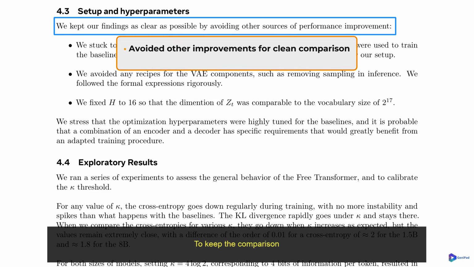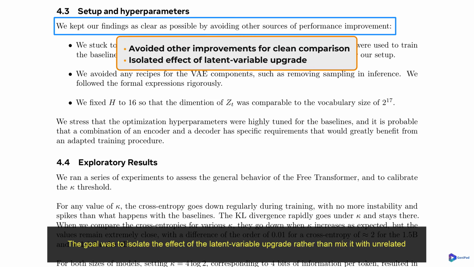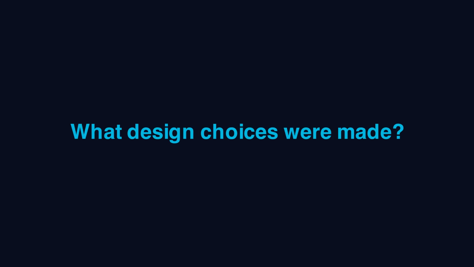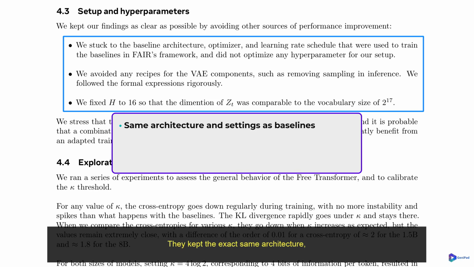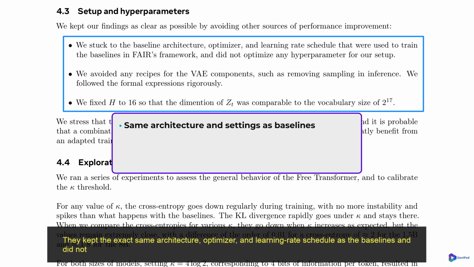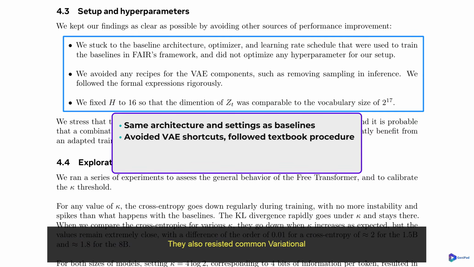To keep the comparison clean, the authors deliberately avoided other sources of improvement. The goal was to isolate the effect of the latent variable upgrade rather than mix it with unrelated training tricks. They kept the exact same architecture, optimizer, and learning rate schedule as the baselines and did not hyperparameter tune for the new setup. They also resisted common variational autoencoder shortcuts, such as turning off sampling at inference. Instead, they followed the textbook objective and procedure.